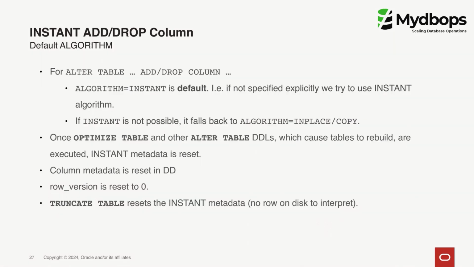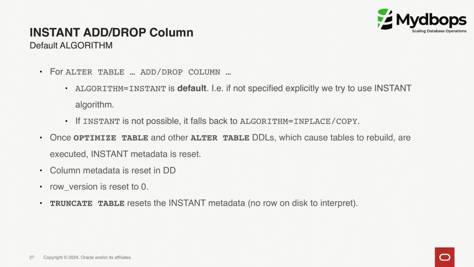This instant algorithm is the default when you do ALTER TABLE ADD or DROP COLUMN without giving any ALGORITHM equal to clause. So any add and drop column goes through instant, but if instant is not possible, it falls back to copy or in-place. What are the cases when instant is not possible? I will explain in the next slide.